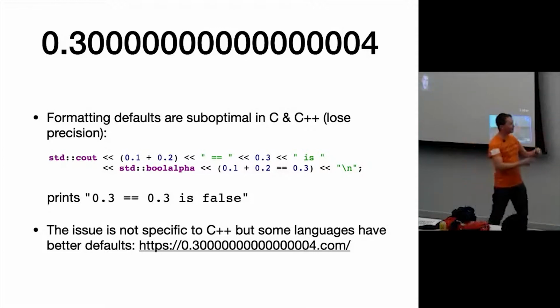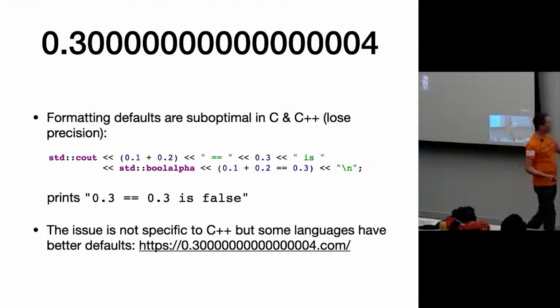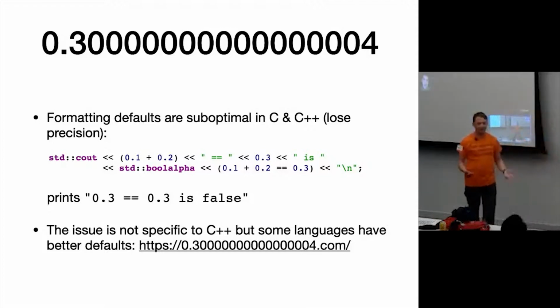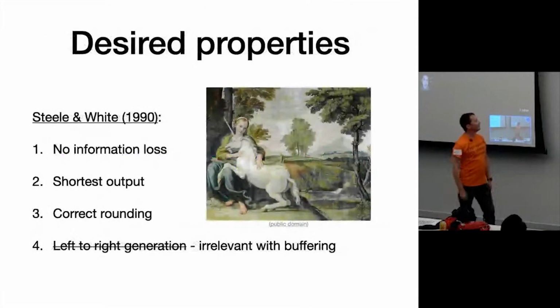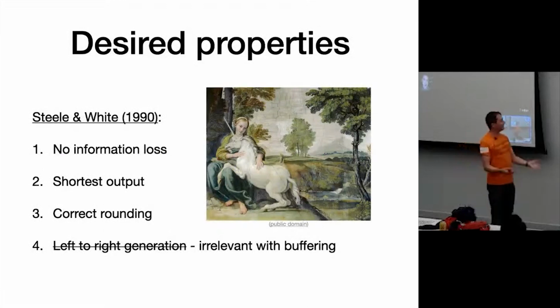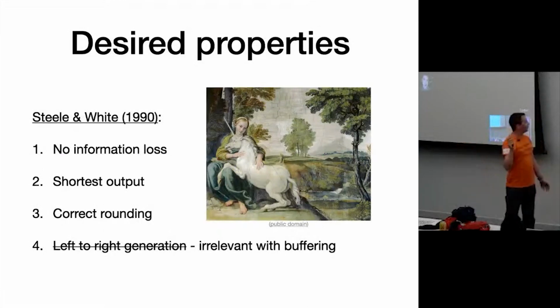But the problem here is not that they're different, but why they are displayed the same but compare as false. So the display defaults are actually wrong. It should give you the full information. The main point is that the desired properties of floating point formatting have been known for a long time.